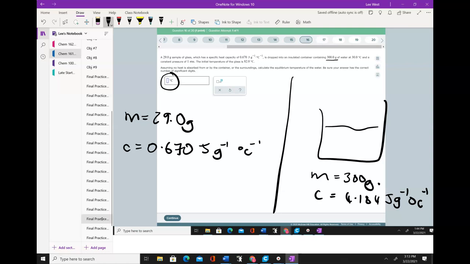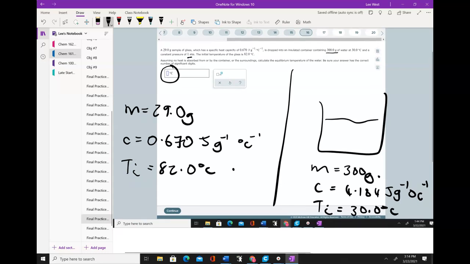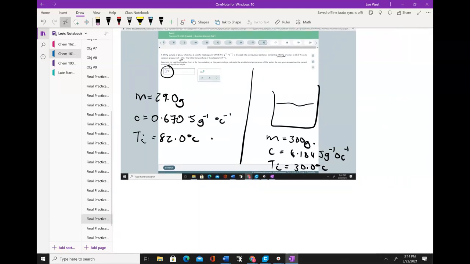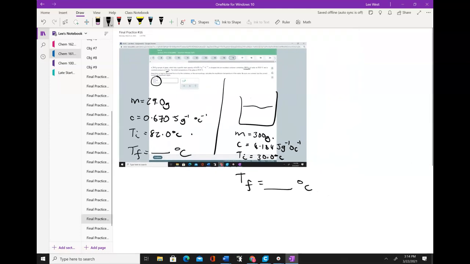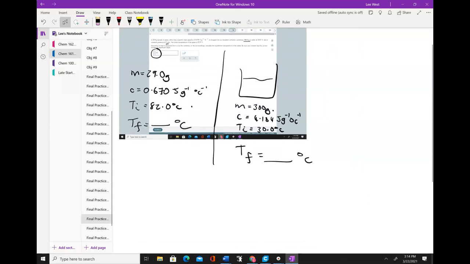At 30 degrees Celsius and a constant pressure of 1 atmosphere, the initial temperature of the glass is 82. So T initial of the glass is 82 degrees Celsius, and T initial of the water is 30 degrees Celsius. If you put these two things together, you know what's going to happen: the temperature of the water is going to go up and the temperature of the glass is going to go down, and it's going to stop changing when they're at the same temperature. They're going to have the same final temperature, and we know that T final will be greater than 30 but less than 82. So we kind of know where it's going.